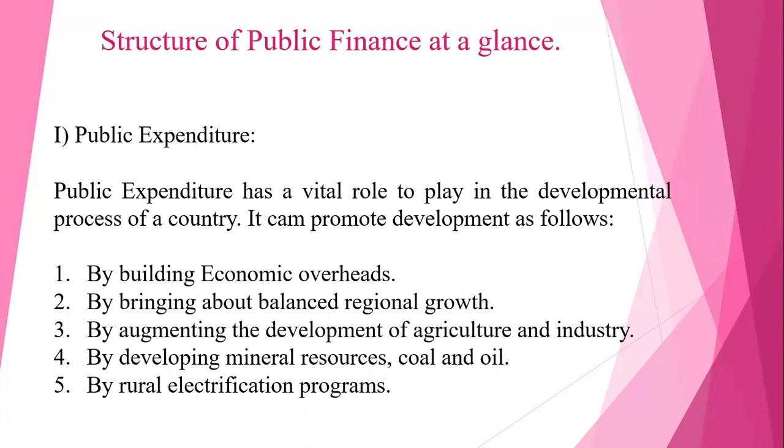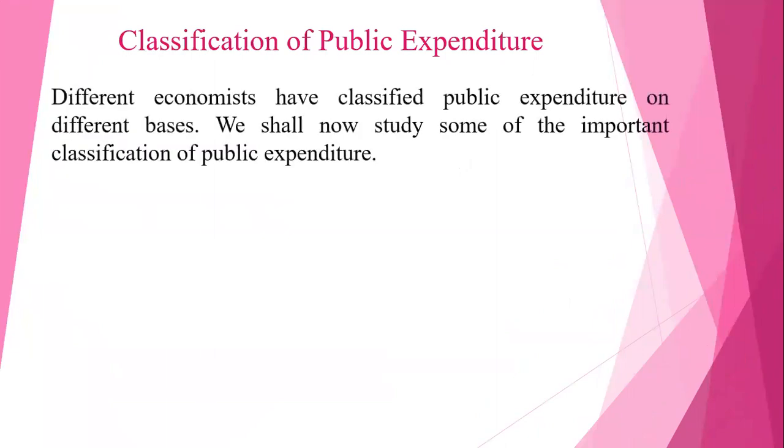Next one, development of industries. Next, development of transport and communications. Next one, provision for public health. And the last object, creation of social goods. So the next part is, let us study about classification of public expenditure. Different economists have classified public expenditure on different bases. We shall now study some of the important classifications of public expenditure.